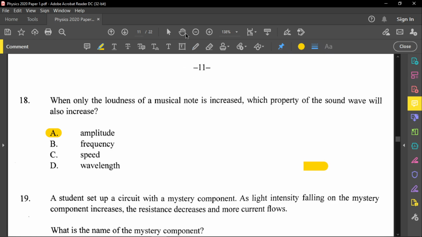Just to make a quick notation right here, just for your benefit as well.